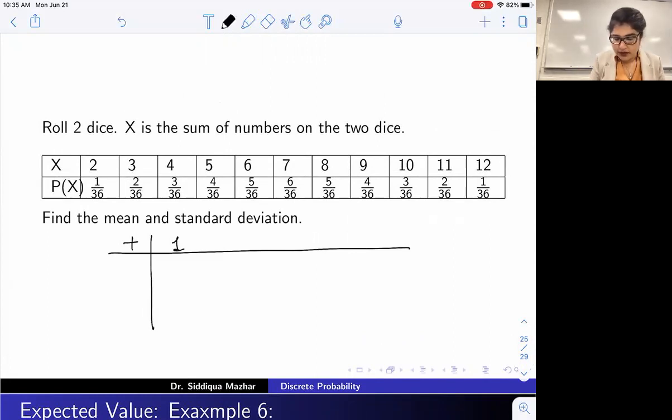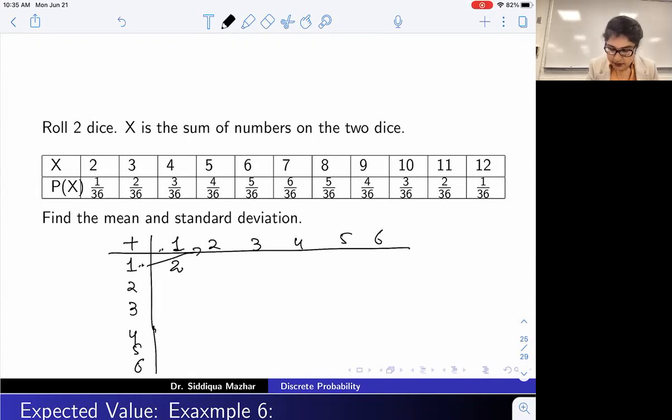So how many outcomes do we have on one die? 1, 2, 3, 4, 5, 6. Another die's outcomes are 1, 2, 3, 4, 5, and 6. If you add 1 and 1, what will be the value? 2. If you add 1 and 2, what will be the value? 3. 1 and 3 is giving you 4. 1 plus 4 is giving you 5. 1 plus 5 is giving you 6. 1 plus 6 is giving you 7, right?